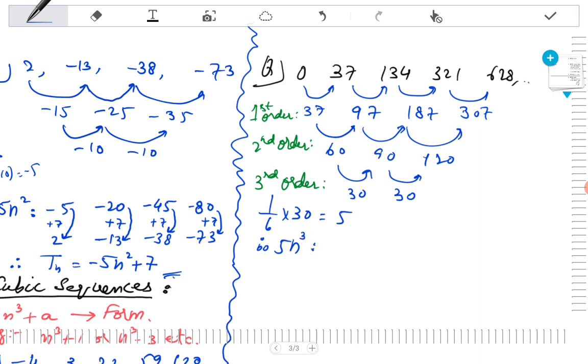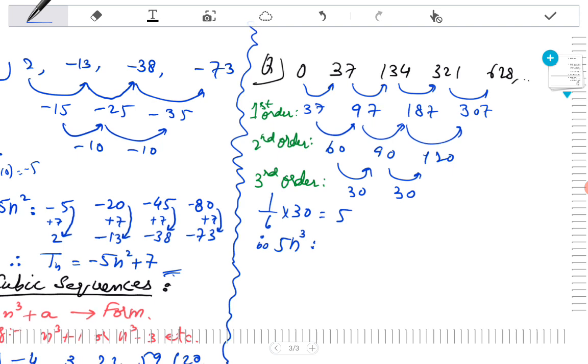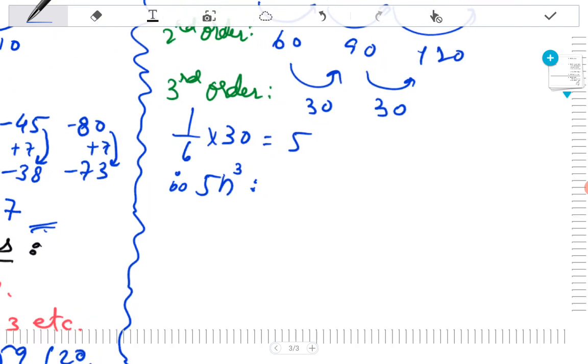Now make the sequence. Actually, I am not feeling well, but it's necessary that I discuss these questions with you as well. That's why I'm taking out some extra time for you. So 5n cube. First, the third order difference constant is multiplied by 1 upon 6. Whatever comes is placed with n cube, and then we make a sequence of 5n cube and compare it with the original sequence.